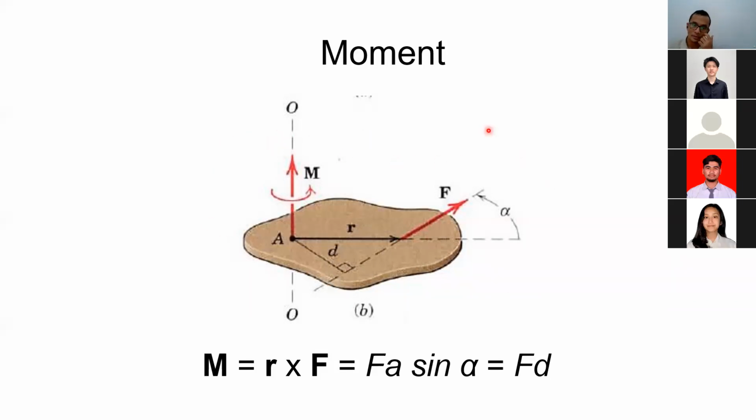So when we talk about a moment, moment is actually the cross product between r, the distance vector from the center of rotation to the location of the force, and the force vector itself. So r cross f.